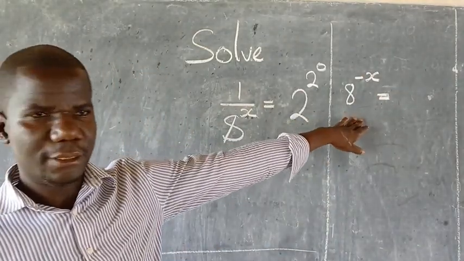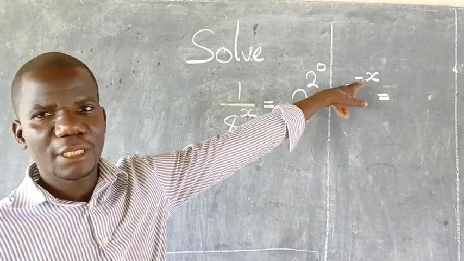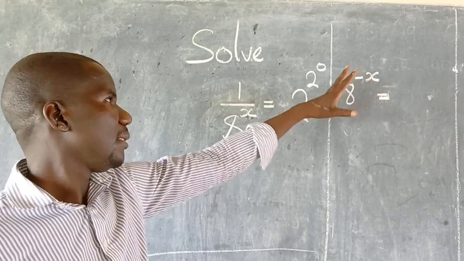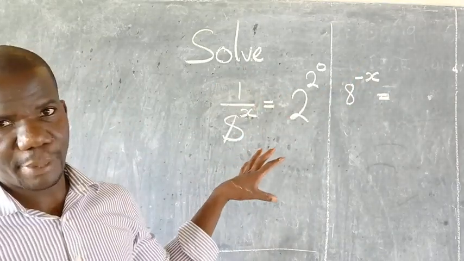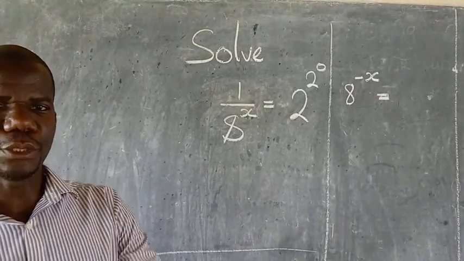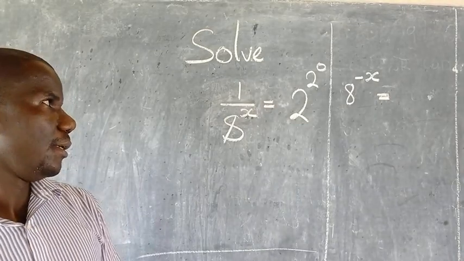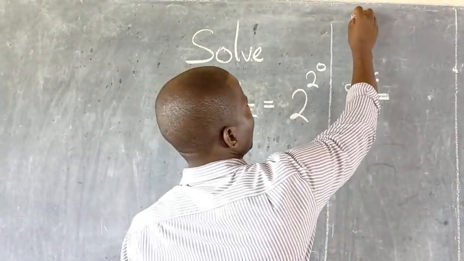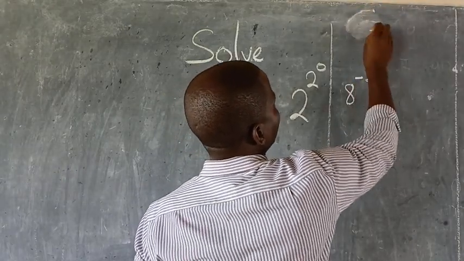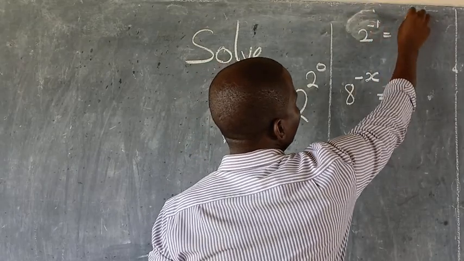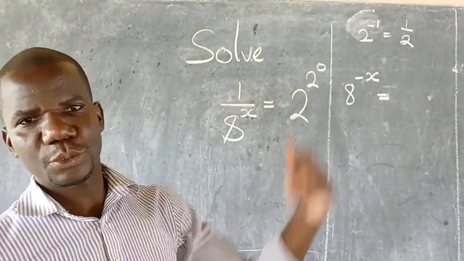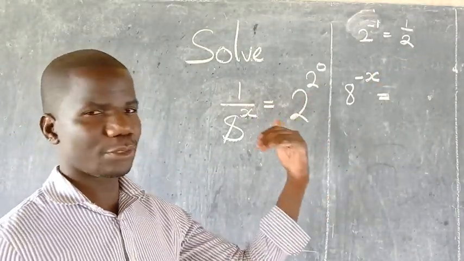Once I've introduced a minus here, that means we get to eliminate the fraction part. Because you remember from the laws of indices, when you have 2 to the power negative this, it is the same as 1 over 2 to the power this. And the reverse is also true.